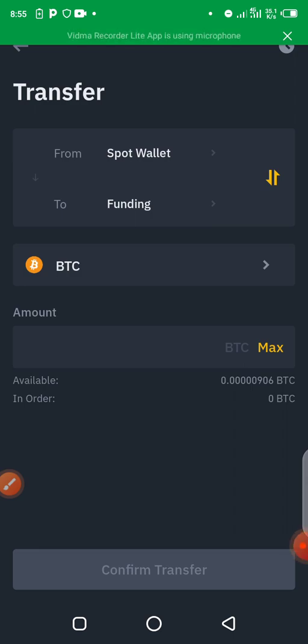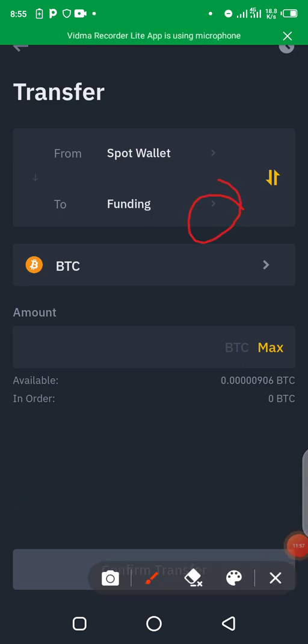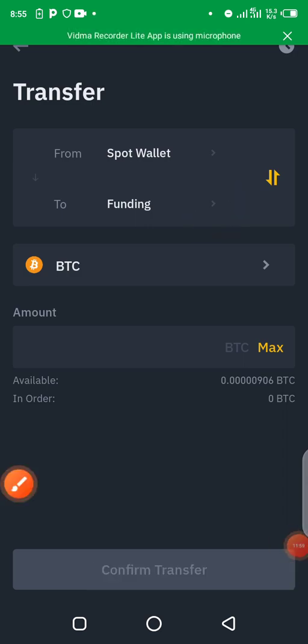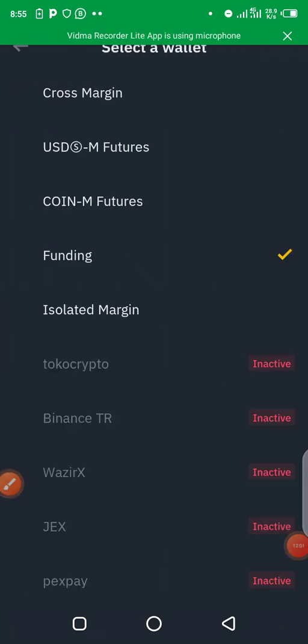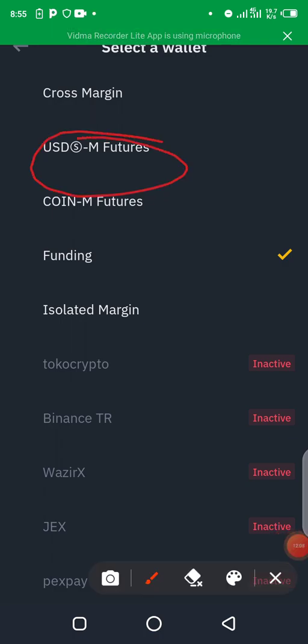Now you are actually transferring from spot wallet to futures wallet, and not to your funding wallet. So you need to change this funding to futures. This is how to do it. Click on the little arrow there. When you click on it, it tells you to select a wallet. We are selecting this, the futures wallet.